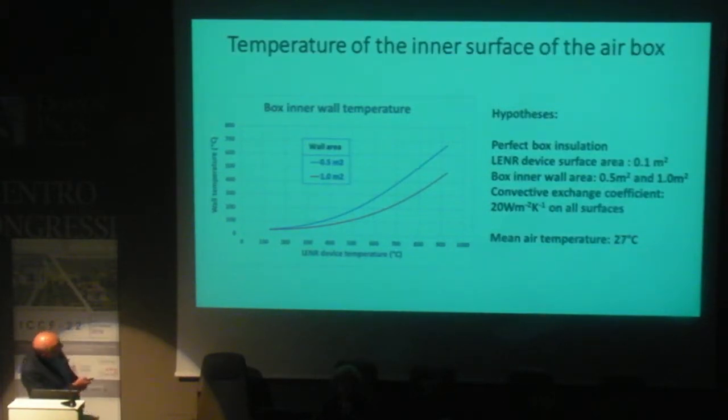And what do we see? We see that following the surface temperature of the reactor, you get different wall temperatures. But if you have a reactor at 600 degrees, for example, in the small box you go up to 300 degrees C. In a large box, only 150 or 160. So it makes a difference.